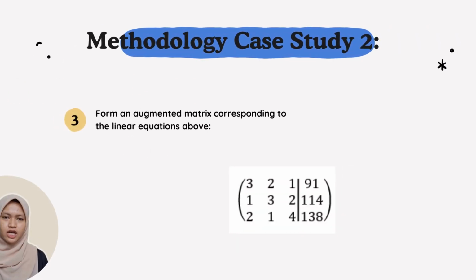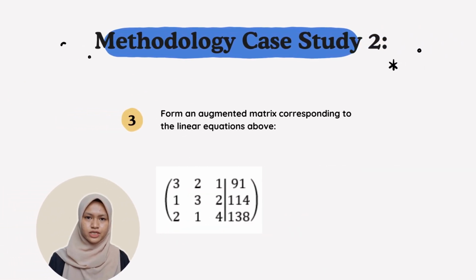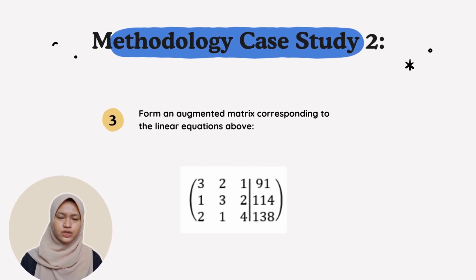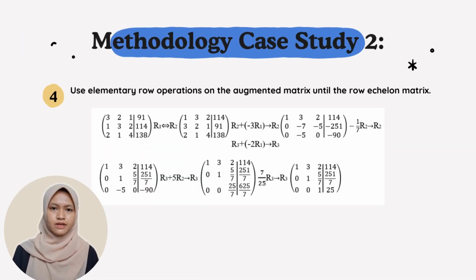Step number 3, form an augmented matrix corresponding to the linear equations based on the previous slide. So the form will be like below. Step number 4, use elementary row operations on the augmented matrix until it becomes a row echelon matrix. So the last answer for ERO will be like below.